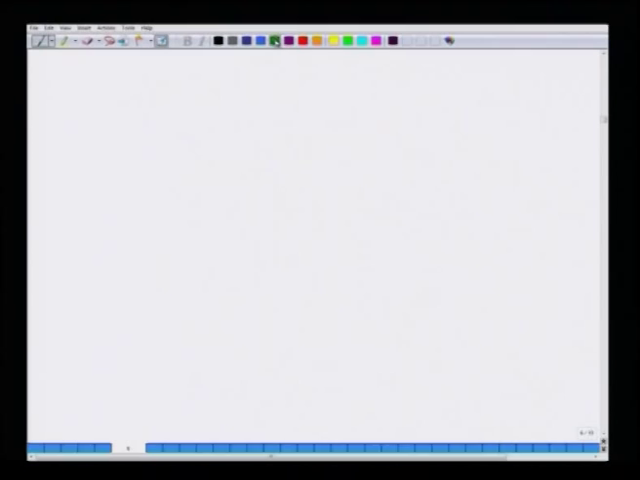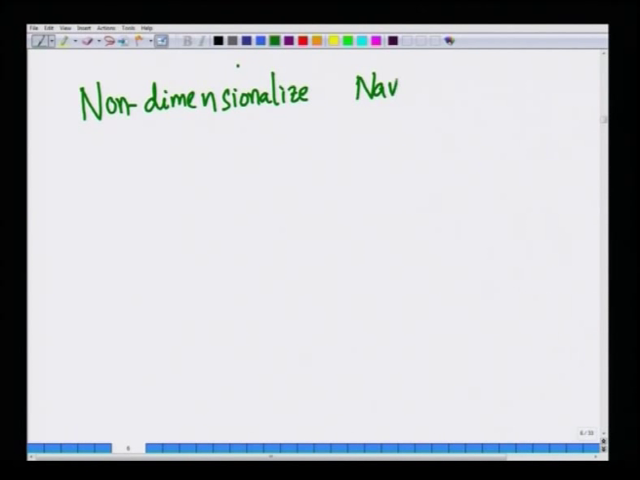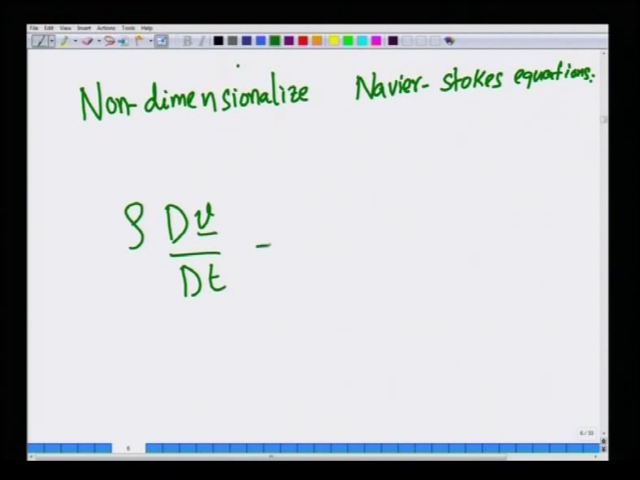Okay. So, we want to now non-dimensionalize the Navier-Stokes equations. The Navier-Stokes equations are simply written as rho times the substantial derivative of velocity is minus the gradient of pressure plus rho g plus mu del square v. Okay. Now, all these parameters have dimensions.